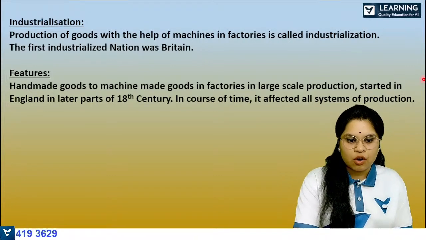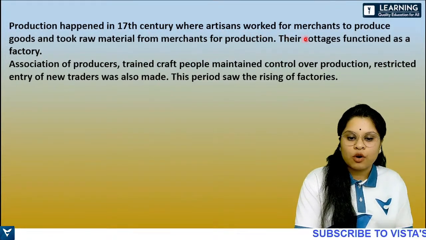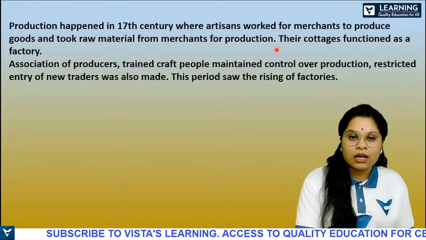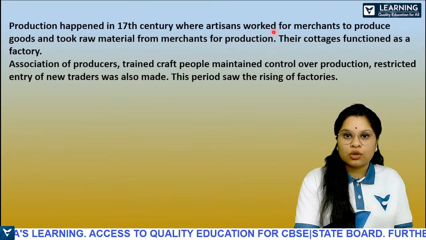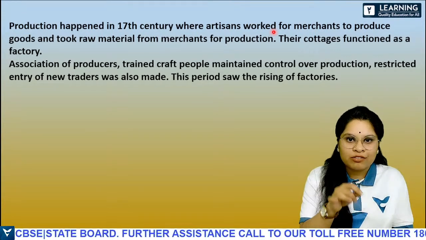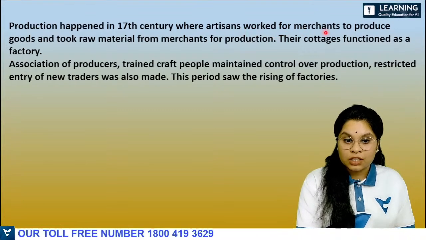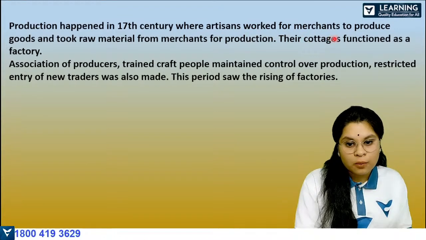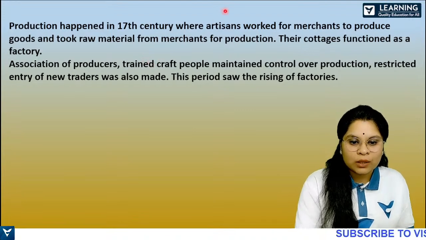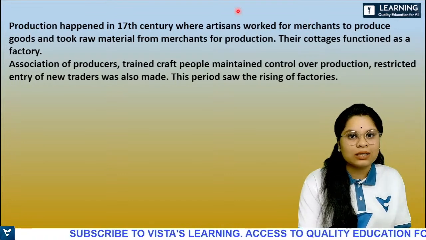Okay, so these are the features of industrialization. Next, production in the 17th century, where artisans worked for merchants to produce goods and took raw material from merchants for production. You know what artisans are, right? They are the artists who make things mostly by hand. They worked for merchants, and the merchants used to go and get the goods from them. This used to happen during the 17th century.